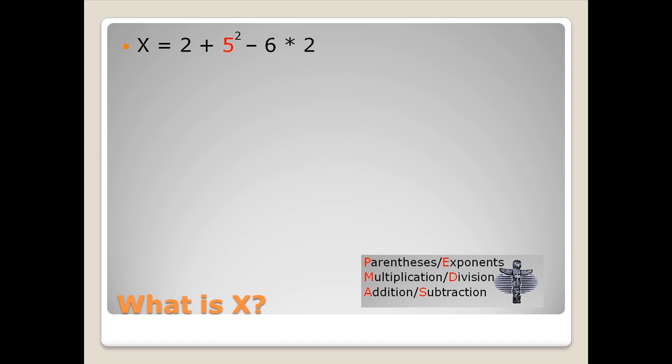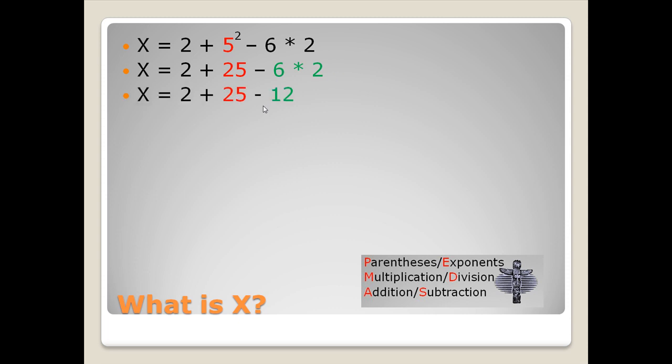Okay, looking at this, we don't have any parentheses, so we don't have to worry about those. Next in line would be exponents. So my first order of business is this 5 squared, which would give me 25. Okay, so the 25 is computed. Now next up we have the multiplication. We still have other operators, the addition and subtraction, but they're the low men on the totem pole, so we save those for last. So next up we have the multiplication, so we'll take care of that.